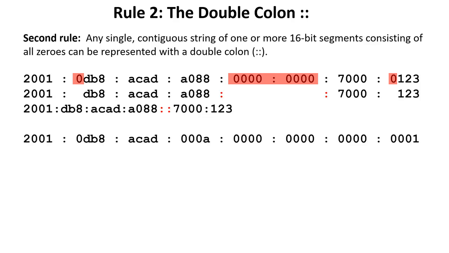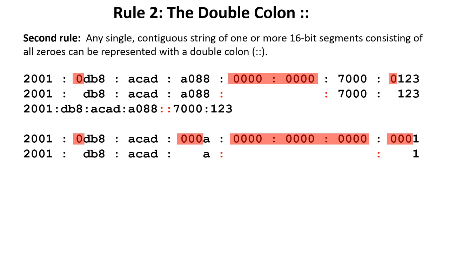Here is our next example. Again, we begin by omitting the leading zeros. Then the second rule is applied, which shows 3 contiguous all-zero hextets. Applying both of these rules gives us the following compressed address. And once again, here's what the address would actually look like.